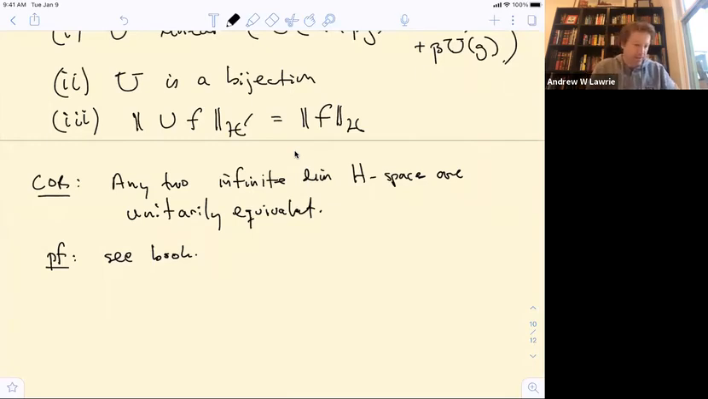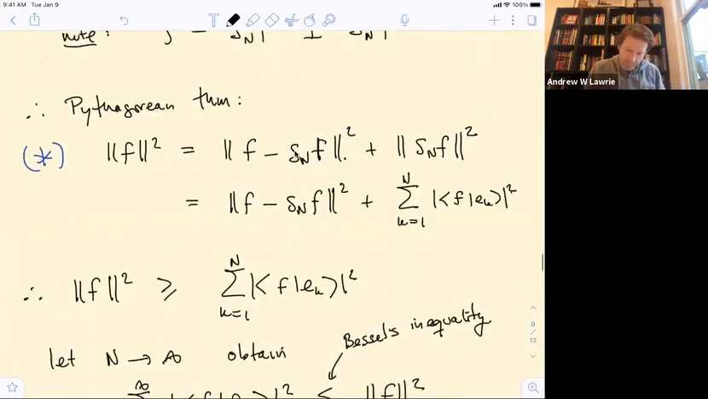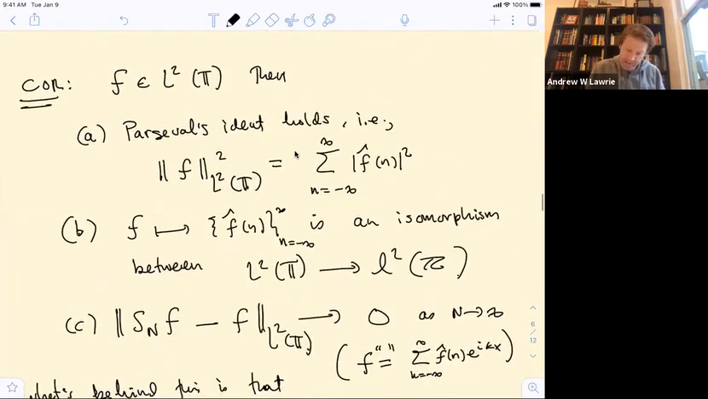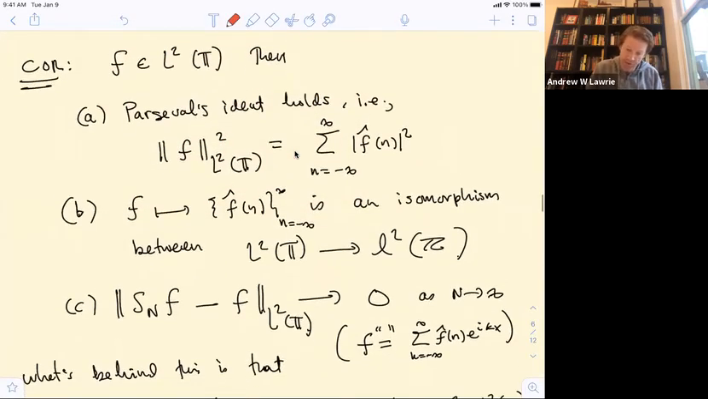Okay, so let's return to the proof of this capstone from the first part of the class. So if I take an L2 function on the torus, then Parseval's identity holds.